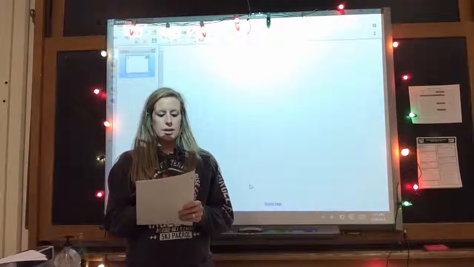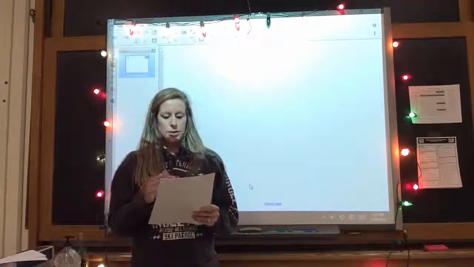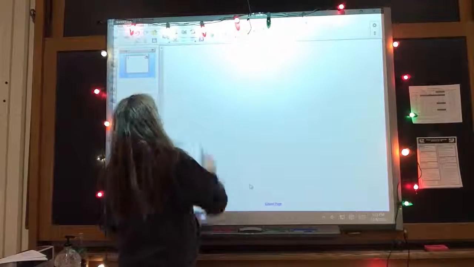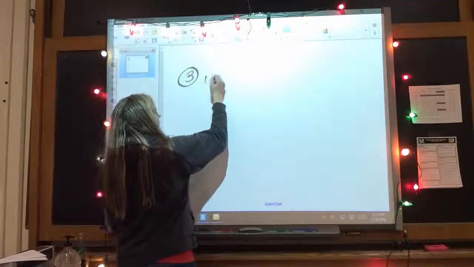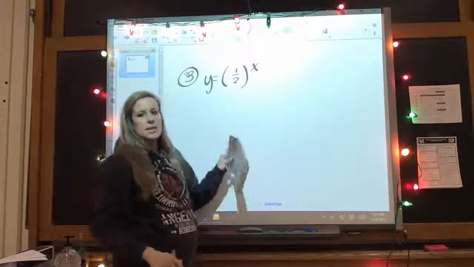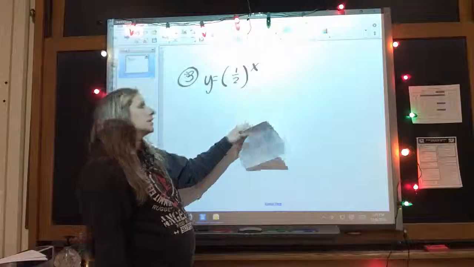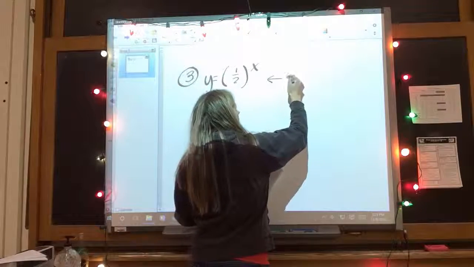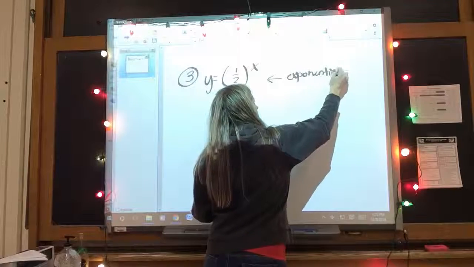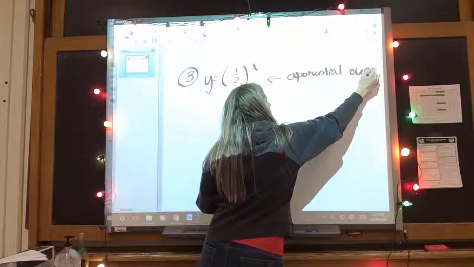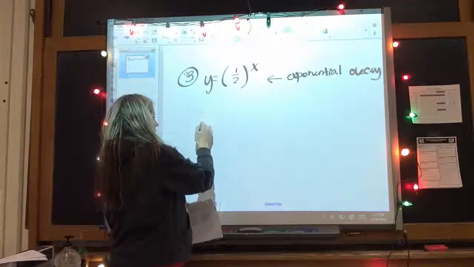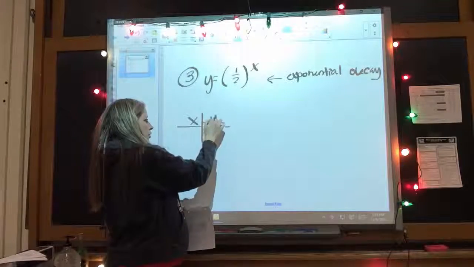Okay, so now let's look at number 3. We're going to start seeing some exponential decay problems. So number 3, y equals 1/2 to the x power. Because your base is less than 1, that's telling you it's exponential decay. Okay, and we're going to make a table before we graph it.